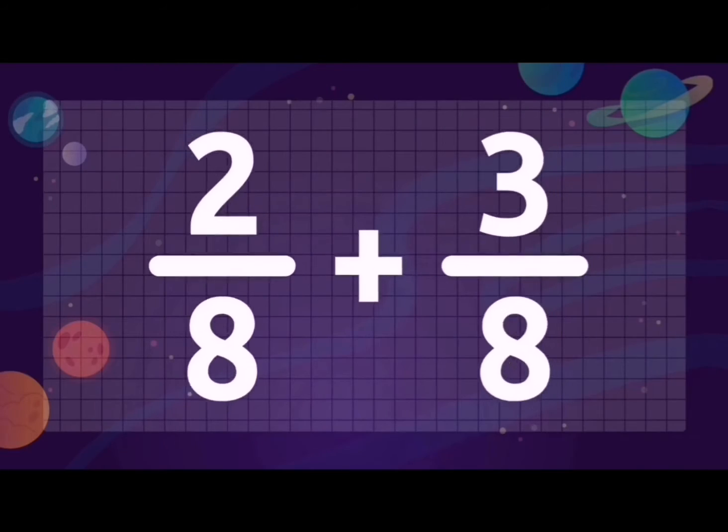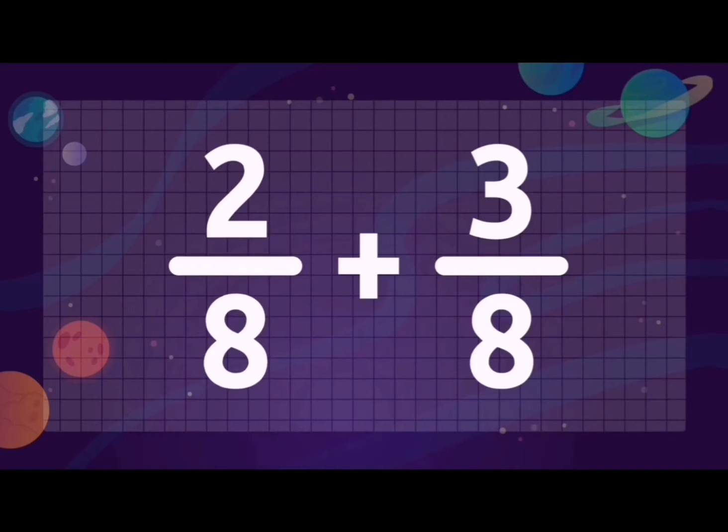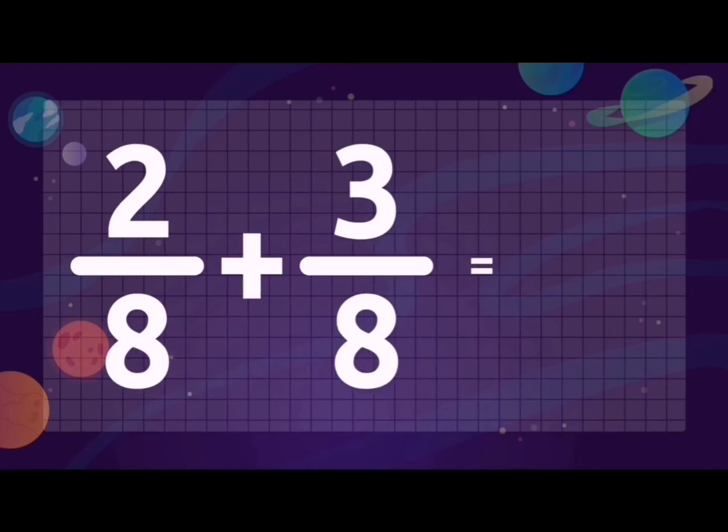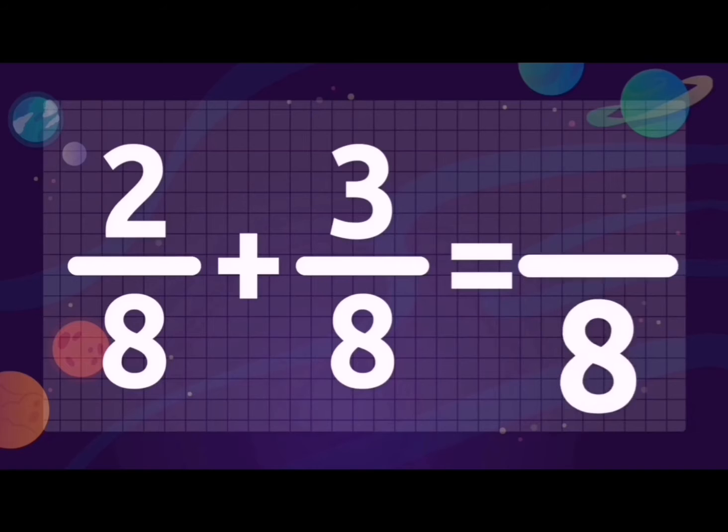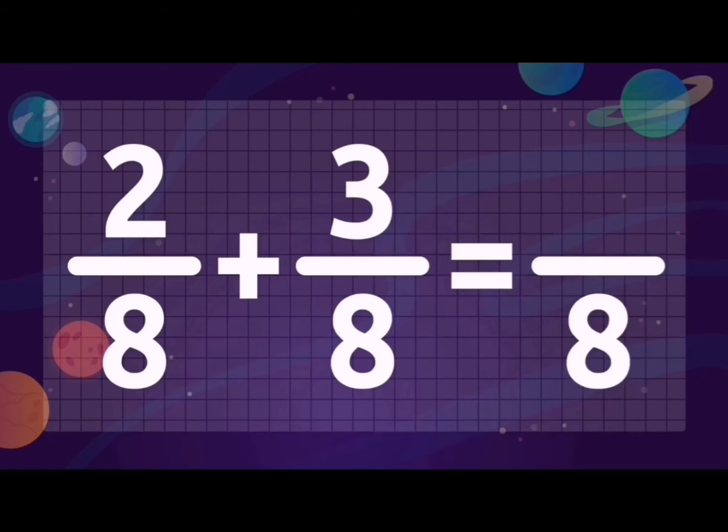For example, 2 over 8 plus 3 over 8. To add 2 over 8 plus 3 over 8, we leave the common denominator, in this case, the number 8. And we add the numerators, 2 plus 3, which equals 5. The result will be 5 over 8. 5 will be the numerator and 8 will be the denominator.